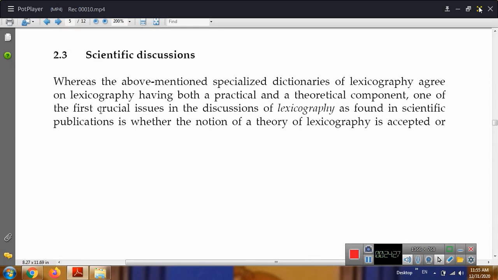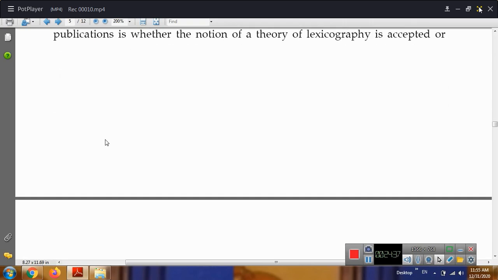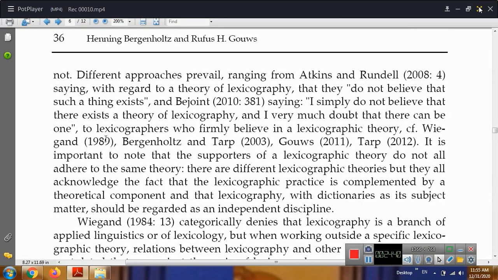One of the first crucial issues in the discussion of lexicography as found in scientific publications is whether the notion of a theory of lexicography is accepted or not. Different approaches prevail, ranging from Atkins and Rundell, who say with regard to the theory of lexicography that they don't believe that such a thing exists, to Béjoint saying, I simply do not believe that there exists a theory of lexicography, and I very much doubt that there can be one.